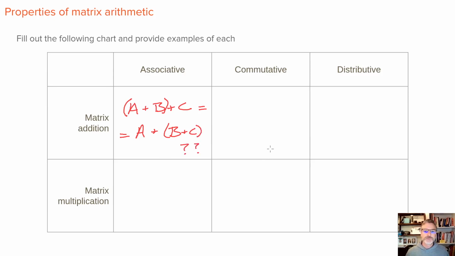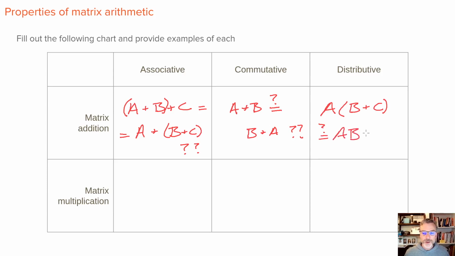Think about that. If I have 2 matrices, is it true that I can change the order of addition like this? Or if I have any matrix like this, multiplied by a sum of two matrices, is that the same thing as A times B plus A times C? Do those matrices distribute in to the brackets? Can you think of maybe a counterexample of where that might not work?